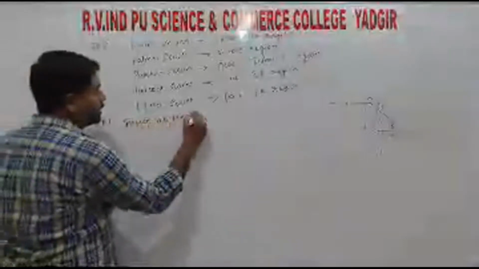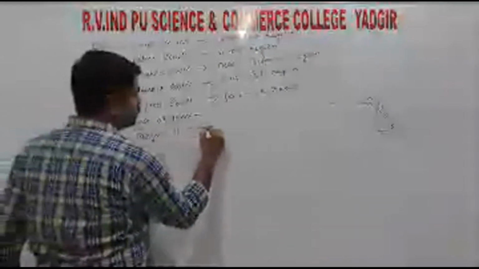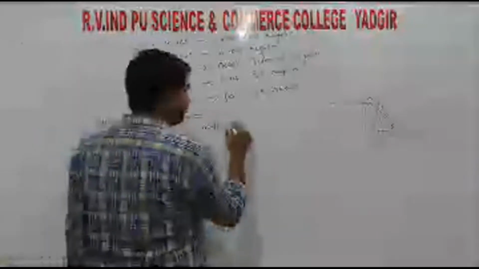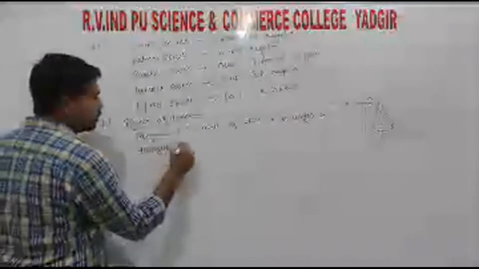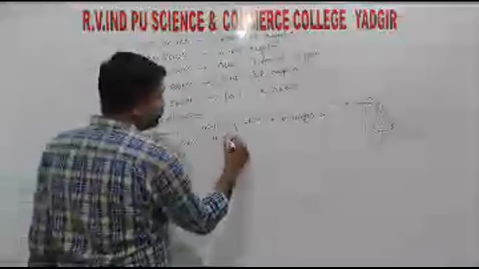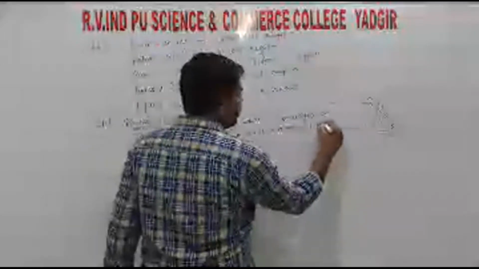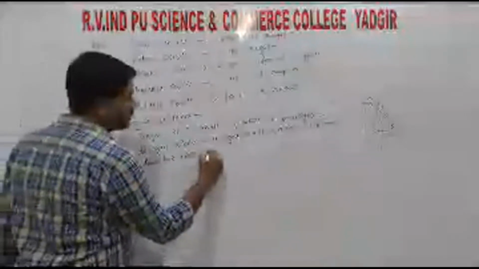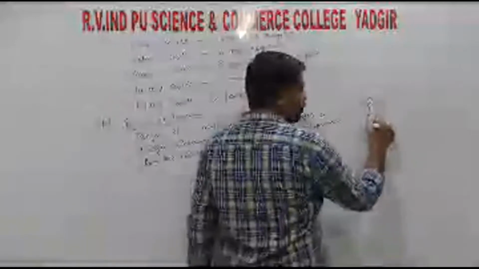So 27th question, power of lens, right? It is the tangent of the angle by which it converges or diverges a beam of light incident at a unit distance from the optic center, right? So here, unit distance is nothing but 1.